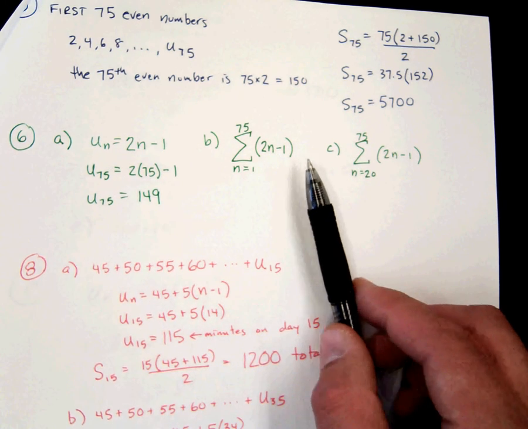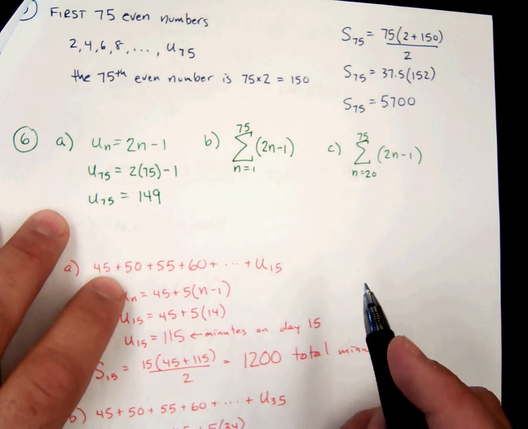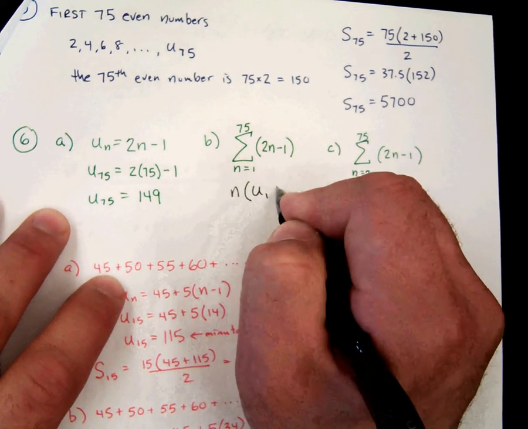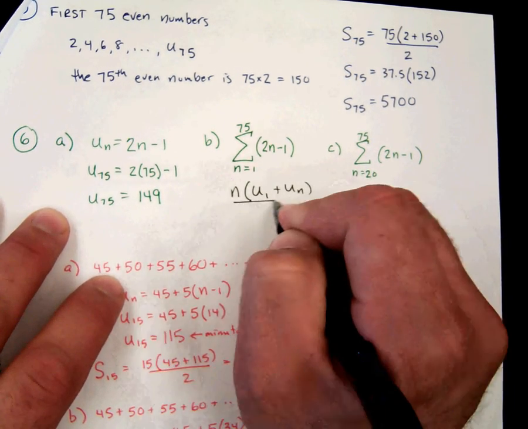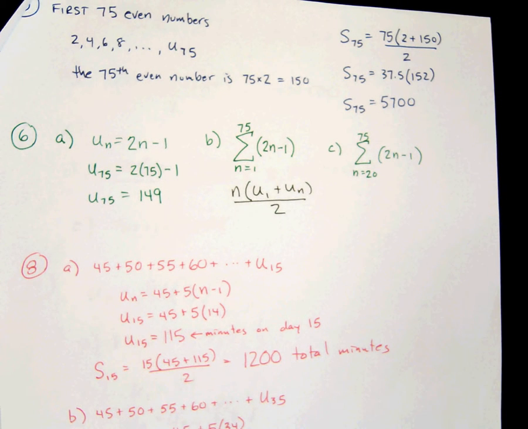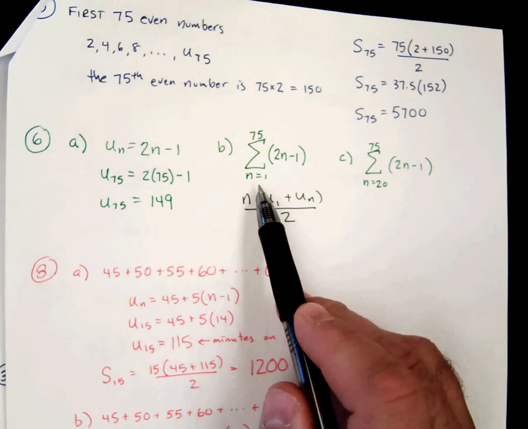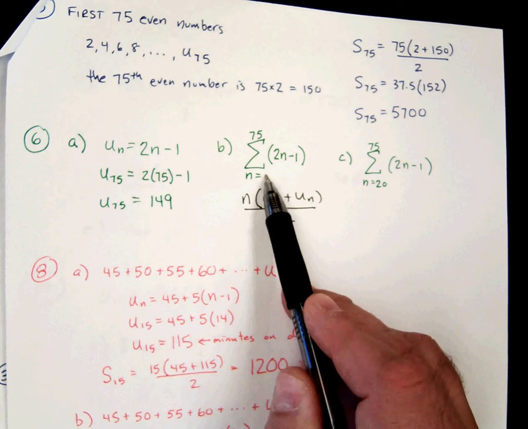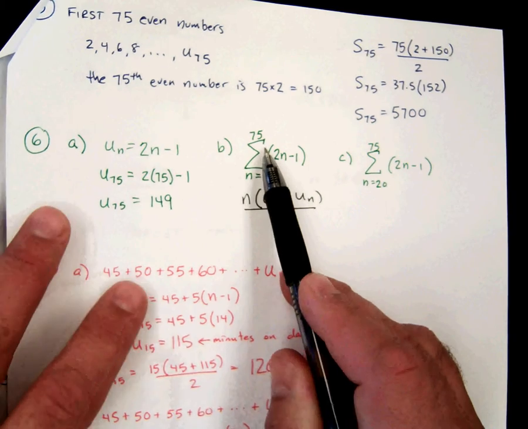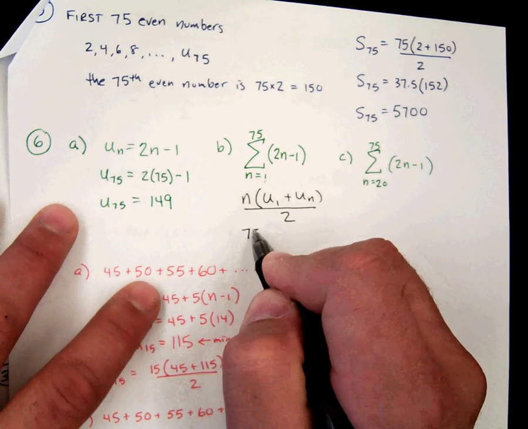Great. So let's go ahead and use the formula: n times (u1 plus un) all over 2. So we need the number of terms, n. When the bottom number is 1, the top number is the number of terms. So how many terms are there? 75.